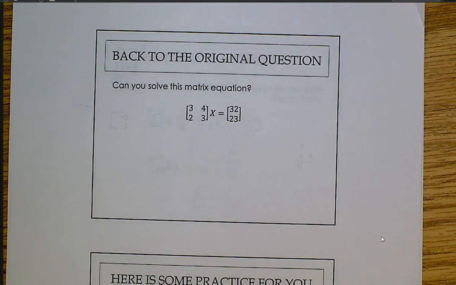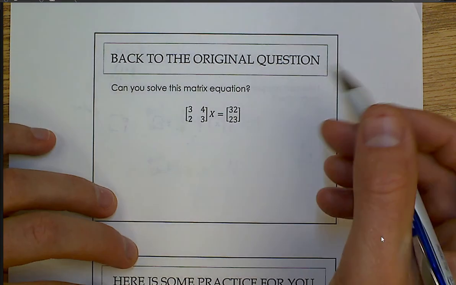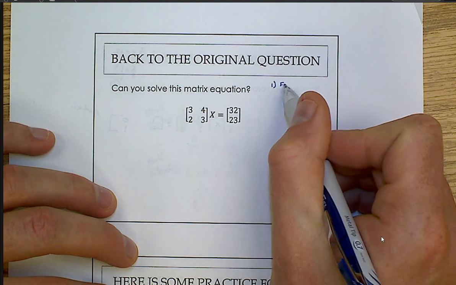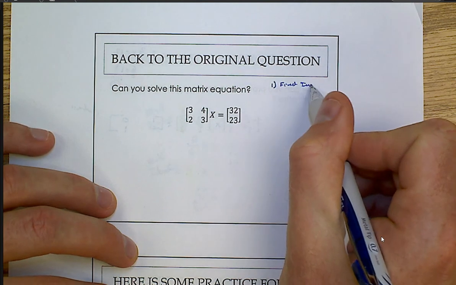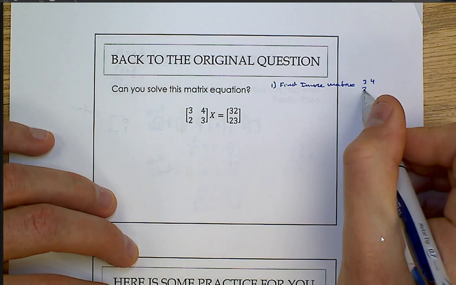So now we're back to where we started. Can we solve this matrix? So what's our plan? You should always have a plan. My plan is this. I've got to find the inverse matrix of [3, 4; 2, 3].